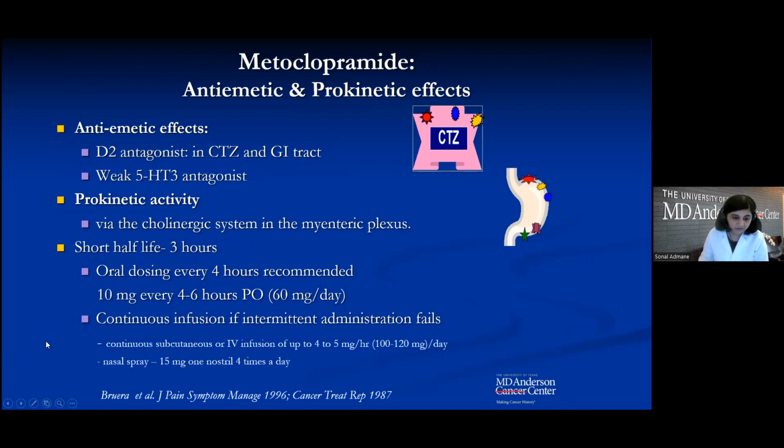So we use that in 15 milligram, one nostril, 4 times a day. The limiting factors are sometimes extrapyramidal side effects, although in our patient population, we rarely see this. So this is frequently our first line therapy drug of choice for most patients that are on opioids or have advanced cancer and come with nausea and vomiting.